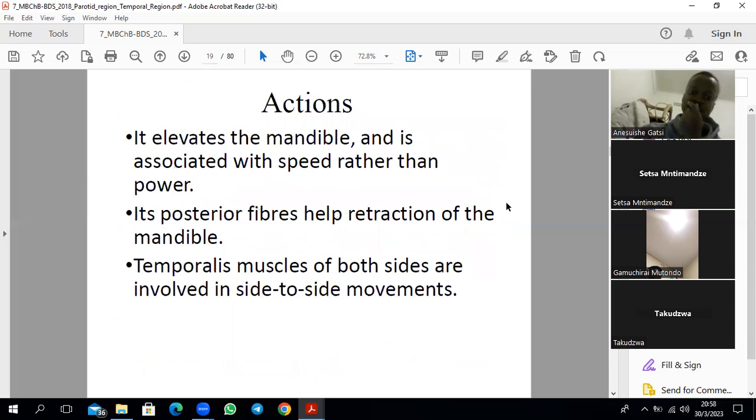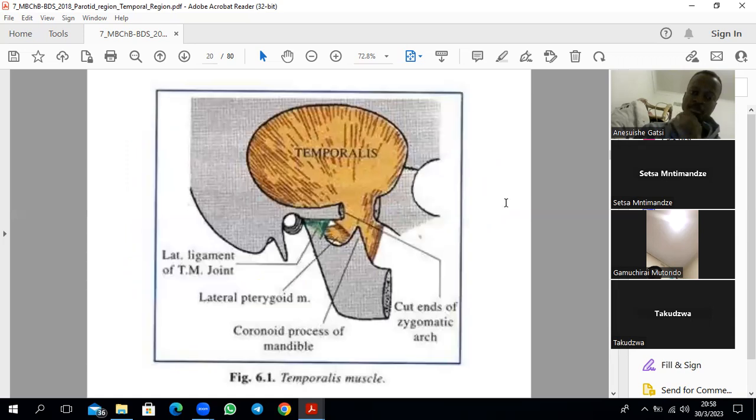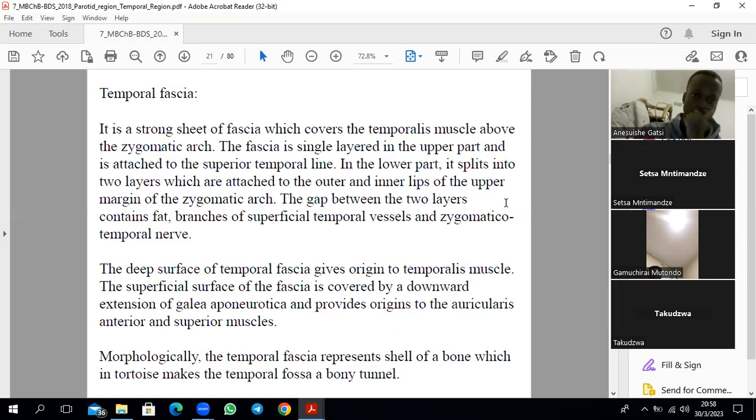Then I talked about the actions. In temporal fascia, we say this is the thickest fascia in the body. Then there's nothing much you need to know about this. And it also gives origin to the temporalis muscle.